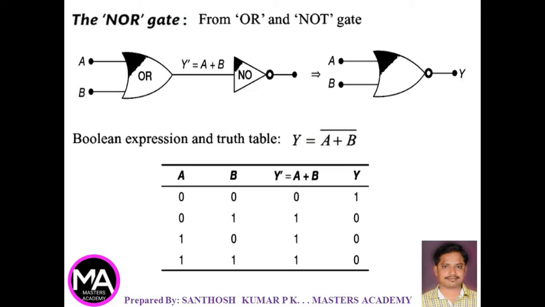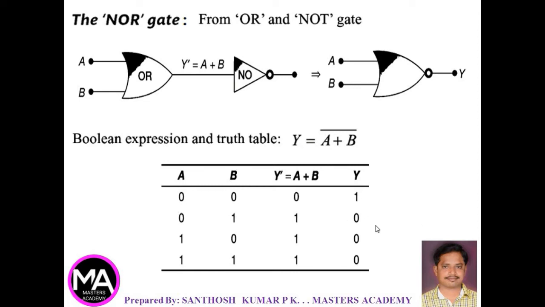Again here we know that for the OR gate the output will be maximum when any one of its inputs is maximum. So 0 1 1 1. So the NOT of that: 0 means 1. That is, the output of the NOR gate will be maximum when both its inputs are minimum. That is, the output is 1 when both its inputs are 0.